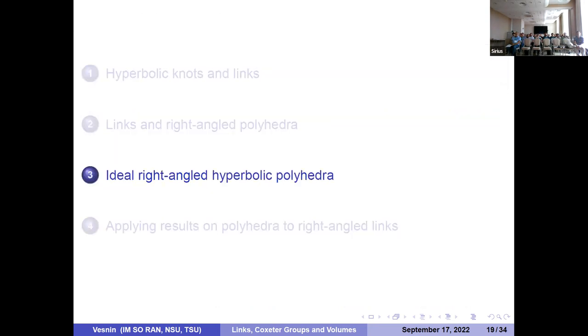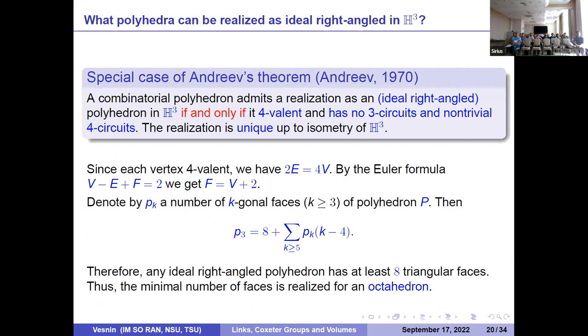Okay. So I will say something about the ideal rectangular polyhedra now, since we try to decompose this object. There is a theorem proved by Andreev in the 70s. He gave a description of all acute-angled polyhedra in the Lobachevsky space. The description is a set of linear equations and linear inequalities depending on the combinatorics of the polyhedra and these conditions on the dihedral angles.